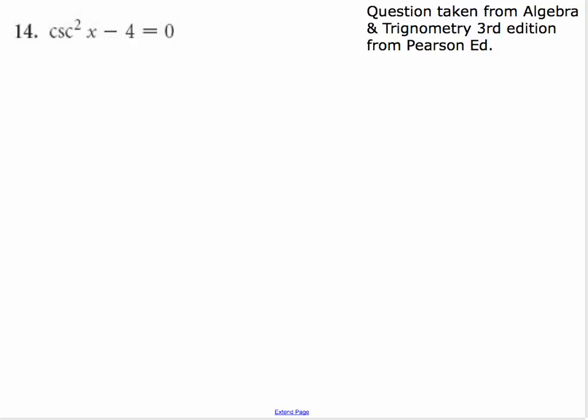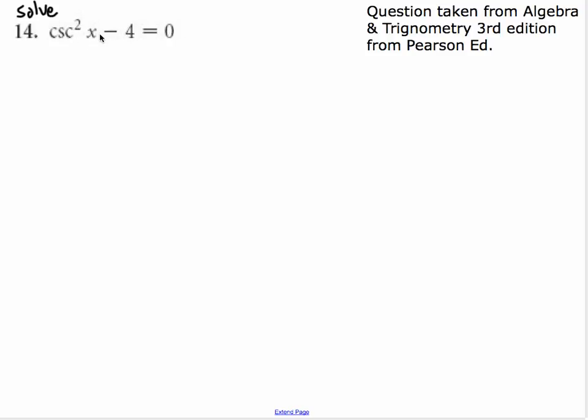All right, here's a nice trig equation that we need to solve. The instructions at the top are to solve cosecant squared x minus 4 equals 0. First thing that gives me trouble is that it's a cosecant ratio, so I'll probably want to change that to sine squared in a second.